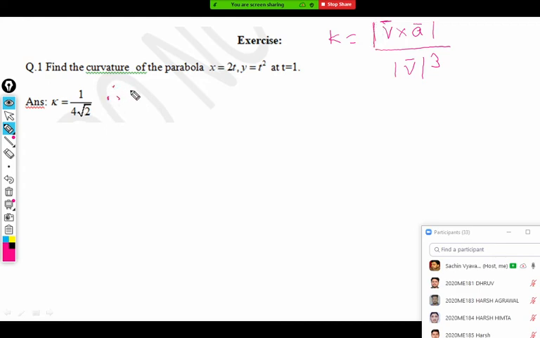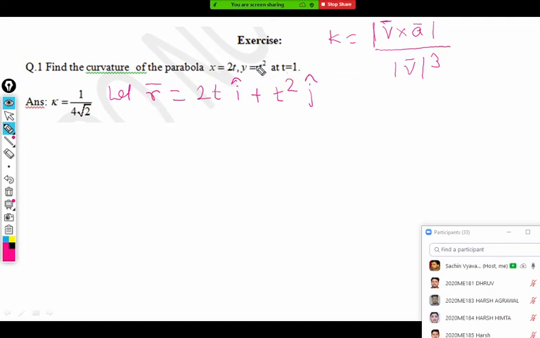Therefore, v bar is dr bar by dt, but before we write v bar, we should start with the r bar vector. R bar is not given. What is r bar? It is 2t i cap plus t square j cap, because x i cap plus y j cap plus z k cap, but z is not there, so 0 k cap.